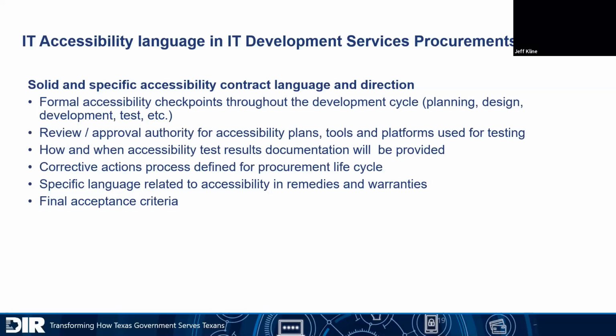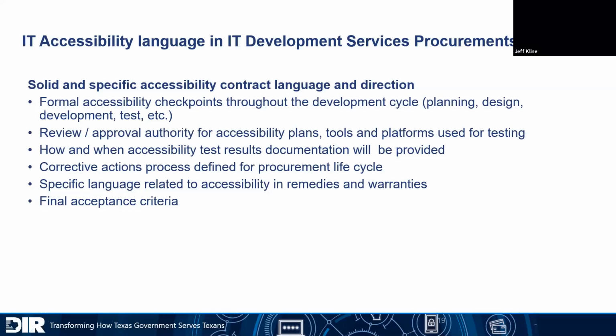So for language in services procurements, you need to be pretty specific in contract language. You need to have formal checkpoints throughout the development process, so you have to have some language about accessibility and planning in the design, development, test, et cetera. And then you as the customer need to have approval and reviewing authority for the plans and tools used for testing so that you know you're going to get a correct outcome.